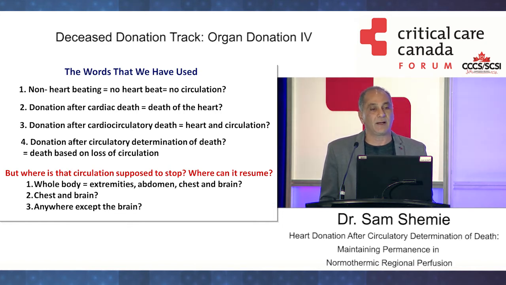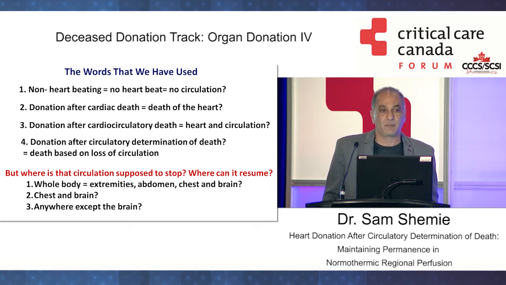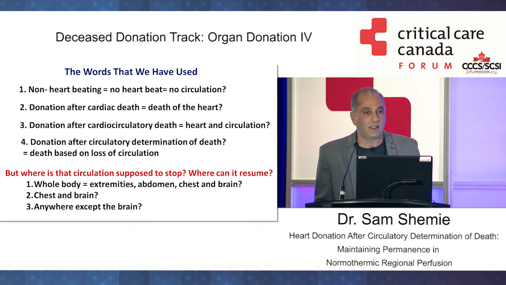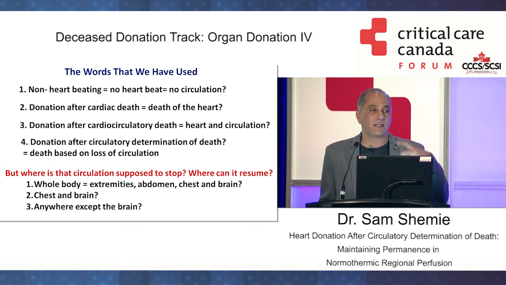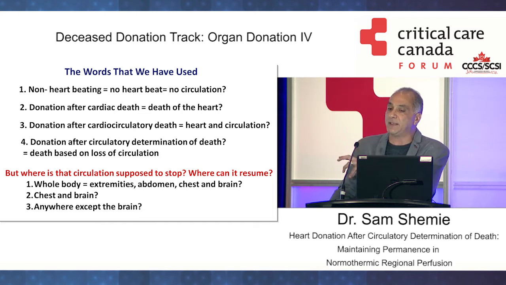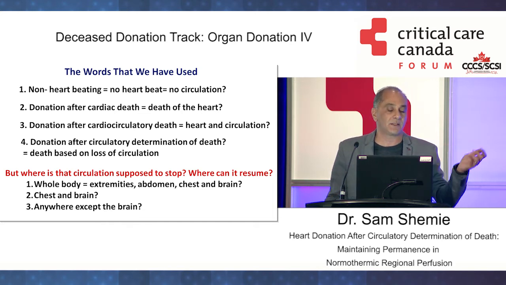Now we're calling it donation after circulatory determination of death, a more accurate term, advocated by Laura Hornby, who gave us this. It's death based on the loss of circulation, but we never said where that circulation has to be arrested in order to still be dead. Where is it supposed to stop? The whole body? The chest and brain? Anywhere except the brain? And so in our context, there is an incoherence around our concepts of death that we said are versus the impending NRP implications for what that means and what we accept.